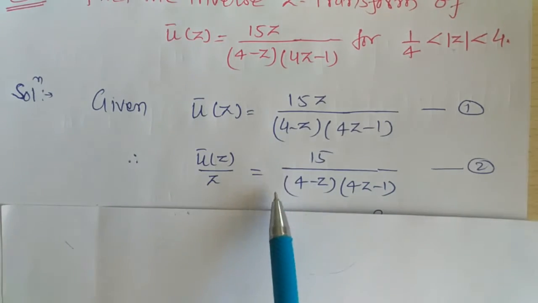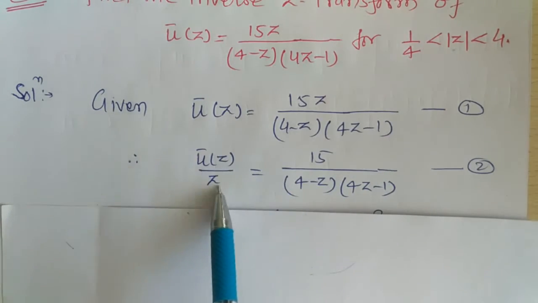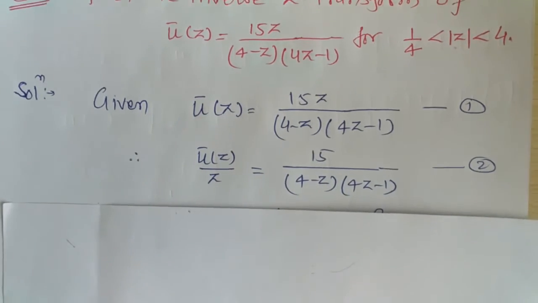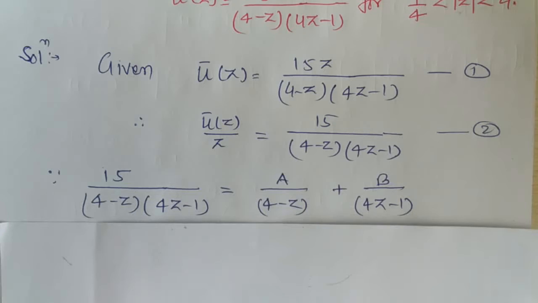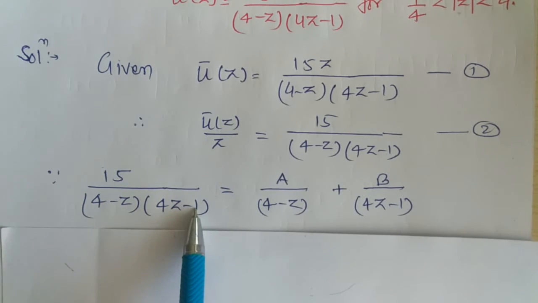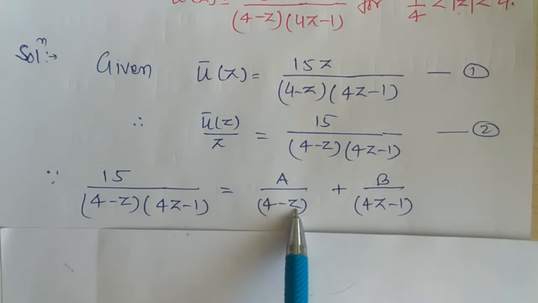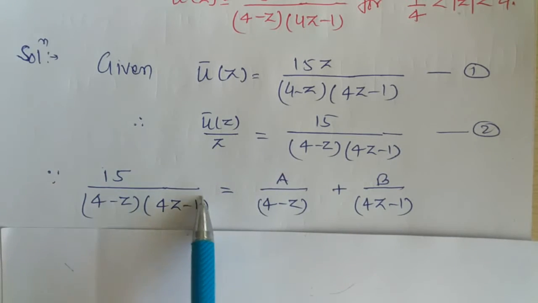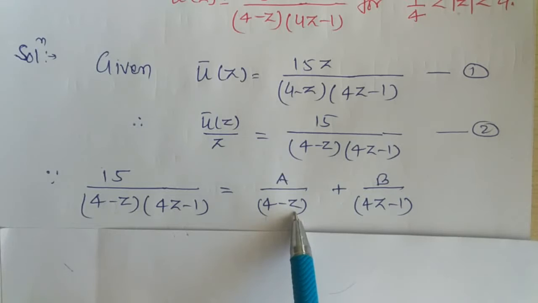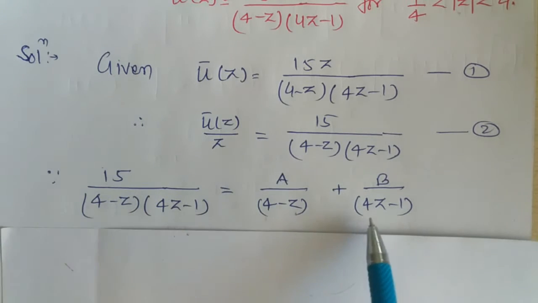Now we apply the partial fraction method on u bar z upon z. That is, on this expression we apply the partial fraction. So the partial fraction of 15 upon (4 minus z)(4z minus 1) is a upon 4 minus z plus b upon 4z minus 1, because both factors are linear and non-repeated. So this is the partial fraction of u bar z upon z.